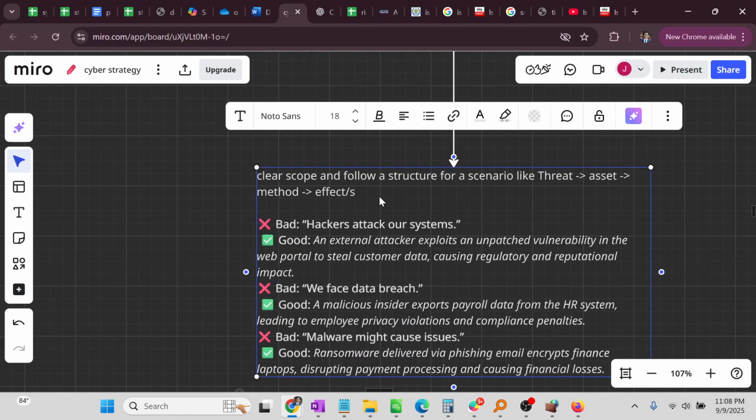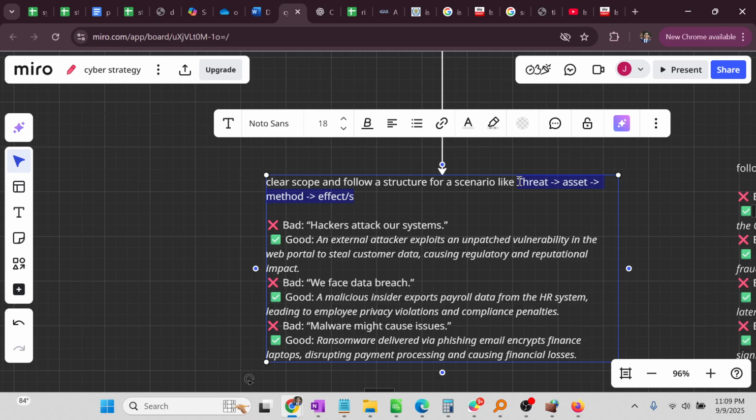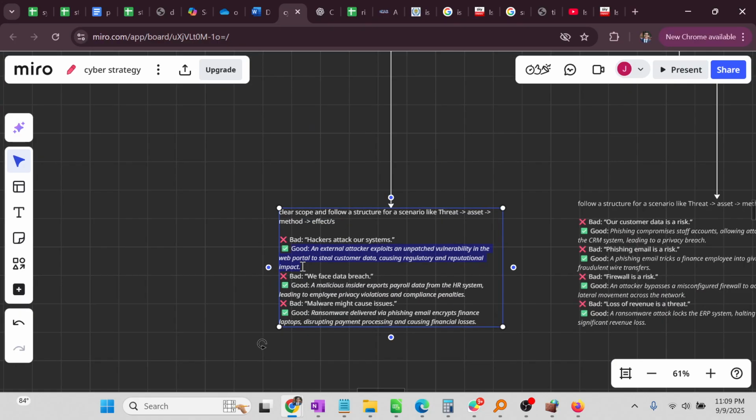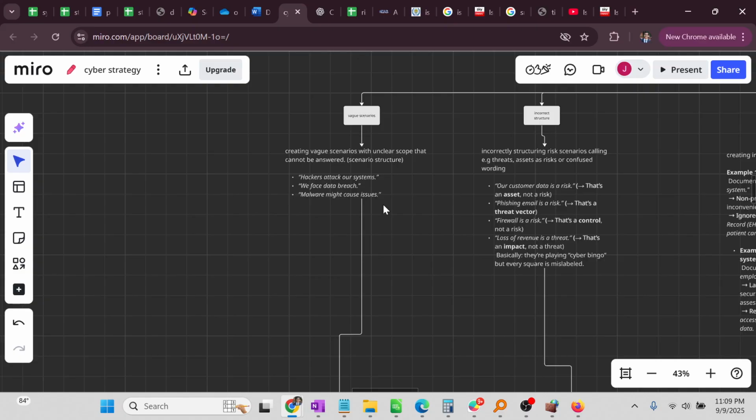So, how do you do this? Adding structure. And what do I mean by structure? You are including the threat. What kind of threat can do this? What asset is involved? How can the threat impact the asset? How is the threat impacting the asset? And what happens when the asset is impacted? What is the effect? What is the business impact? What is the asset impact? So just using this for every scenario, threat, asset, method, and effects, you make sure that the scenario is not vague. So this is the answer to the problem of vague scenarios.